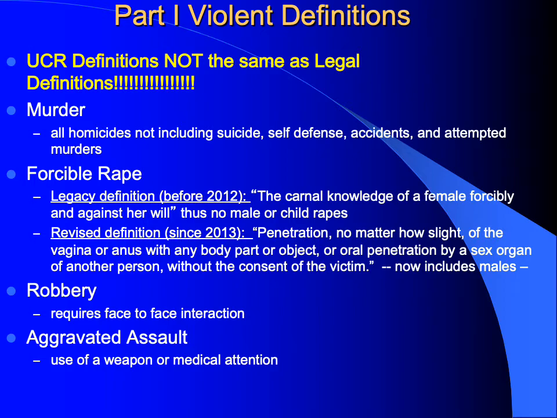That's what robbery is. Aggravated assault, here the key is that it differs from simple assault in that there's the use of a weapon or the victim requires medical attention. According to my friend in Hawaii who counts UCR data for Hawaii, he says it means internal injuries, broken bones, stitches, and it wouldn't include minor things like scrapes, black eyes, etc. Okay, so on to the next slide.